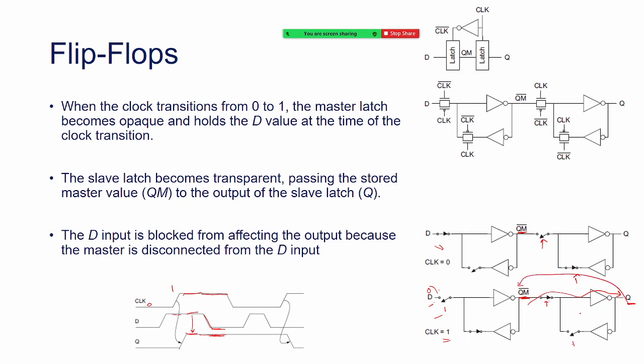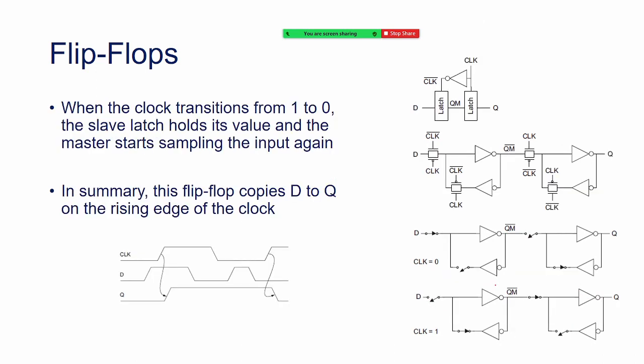So nothing is coming. The slave is just taking the order from what was at the QM. So this is how the slave became transparent, and it passed the stored master QM value to the output latch, the final output, and the D input got blocked from affecting this final output Q because the master got disconnected from the D input right here. Very simple. So we say that when the clock transitions from 1 to 0, the slave latch will hold the previous state, and look here it's coming, but now the slave got disconnected and the master got ready again to receive whatever the D is here.